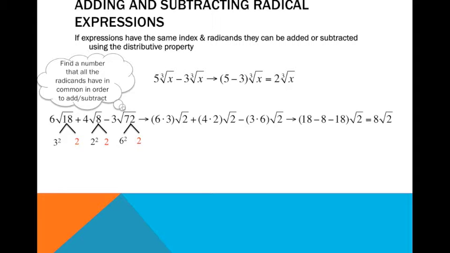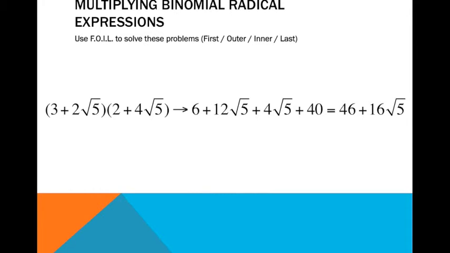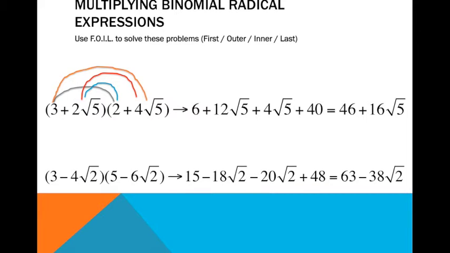Next, we will be multiplying binomial radical expressions, and in order to do so, you need to use FOIL. In the first problem, you'll be multiplying 3 and 2 first, then 3 and 4 root 5, and then you multiply 2 root 5 and 2, and lastly 2 root 5 and 4 root 5. Once you have multiplied and added like terms, you should get 46 plus 16 root 5. Do the same with the next problem, and you should get 63 minus 38 root 2.